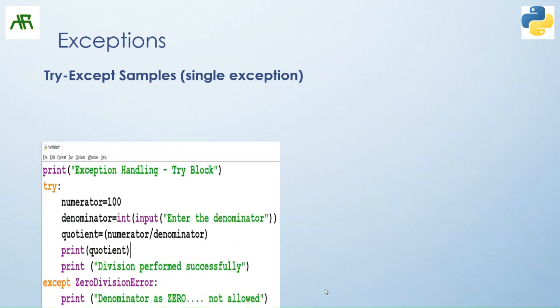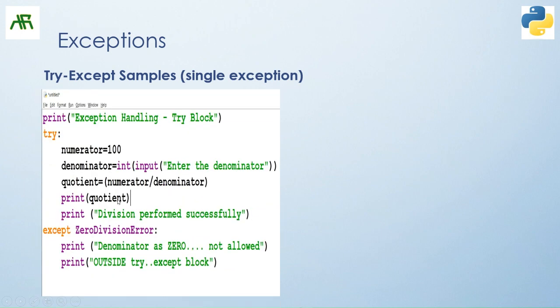There are some samples here. I'm writing the code block, a set of statements, where I perceive there might be a possibility of an error. So I'm giving those statements within a try block. Numerator equal to 100. Denominator, I'm going to receive from the input device, the user is supposed to enter. Remember, we have the input receiving format: integer of input. Any input given by the user will be a string value, so I'm converting that into an integer to do a numerical operation. Quotient is numerator by denominator. Print the quotient, and print division performed successfully.